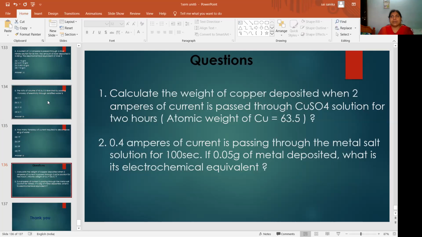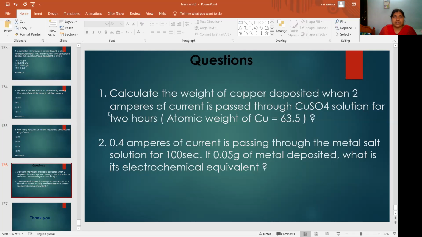So these are some of the objective type questions you may expect from this topic. Mostly, you'll get objective questions only. Coming to the questions, any type of problem they can ask, based on the first law, second law, whatever it may be. So here I have given two questions.